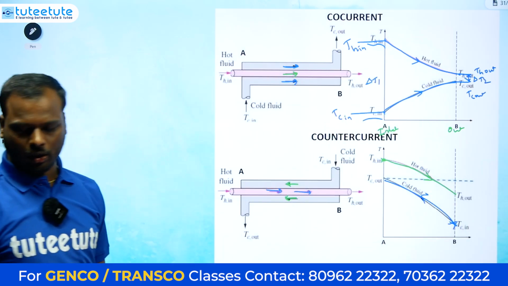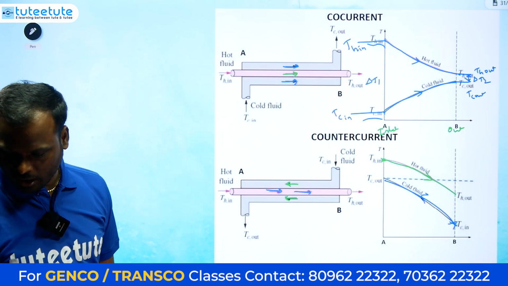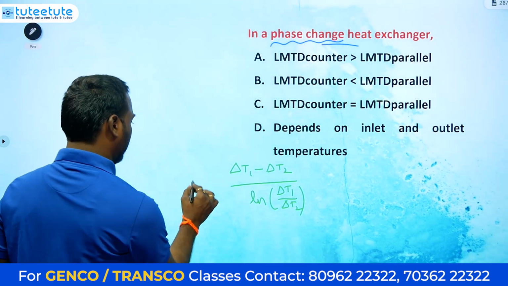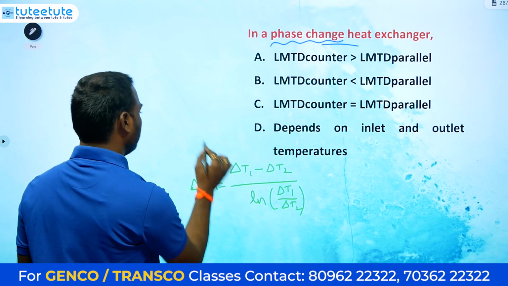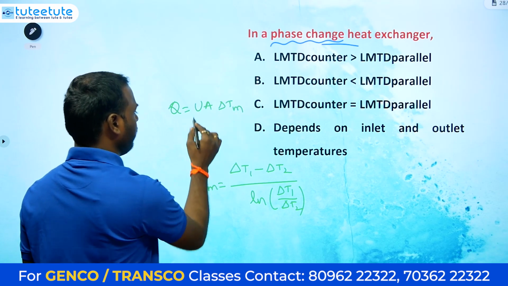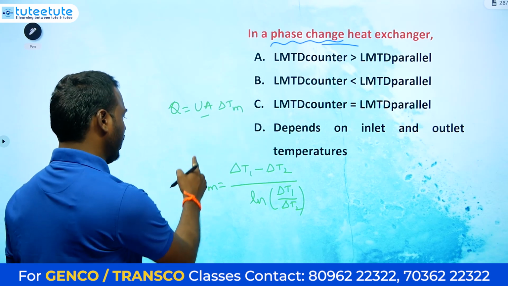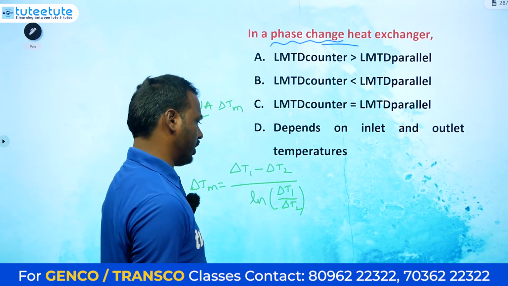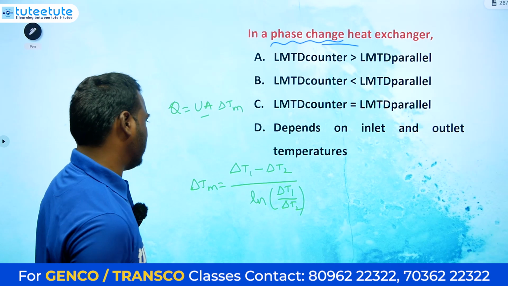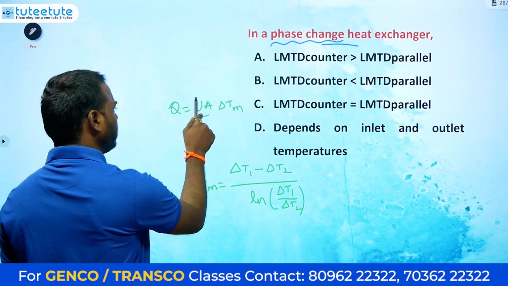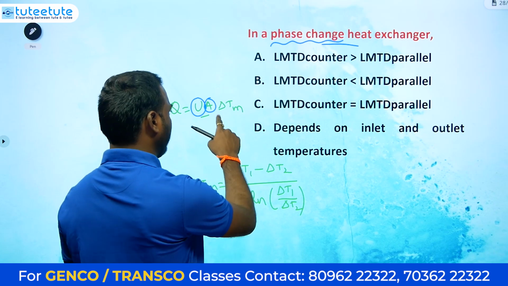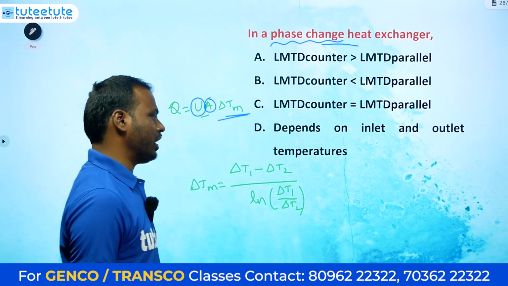This is the delta Tm. Generally we write Q is equal to UA delta Tm, or HA delta Tm, where U is the overall heat transfer coefficient and delta Tm is equal to delta T1 minus delta T2 by ln delta T1 by delta T2. Whenever Q and A are constant, the heat exchanger depends upon delta Tm only.